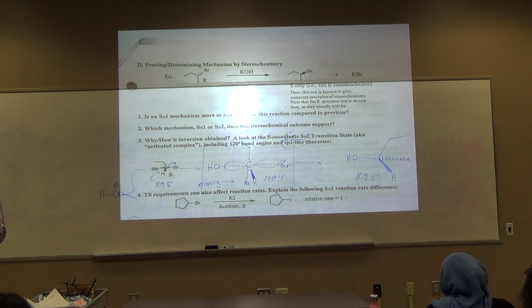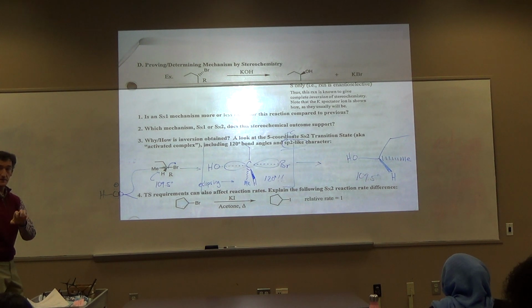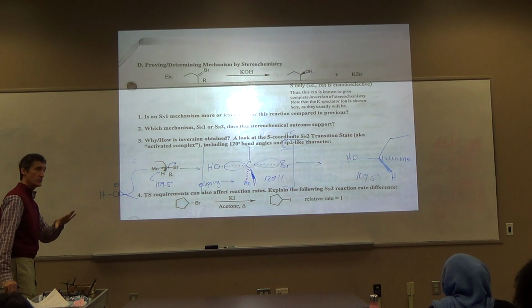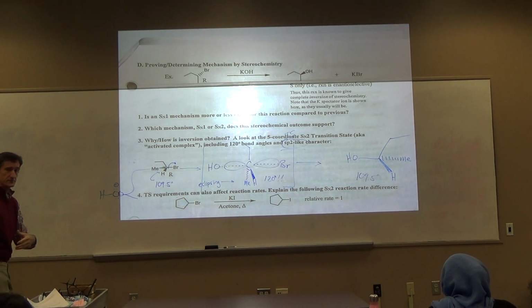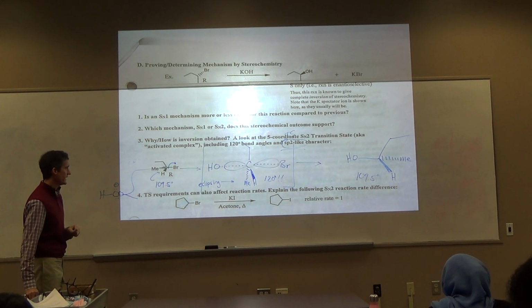This is sort of theory that's supported by lots of evidence, okay? Unless you have a better theory. If you do, we can develop it, write it, submit it for consideration. Right now, this is the best. Transition state requirements can affect reaction rates. Explain the following SN2 reaction rate difference.